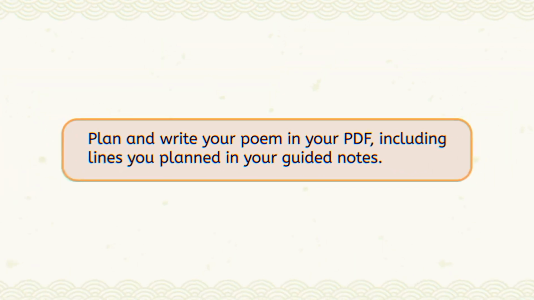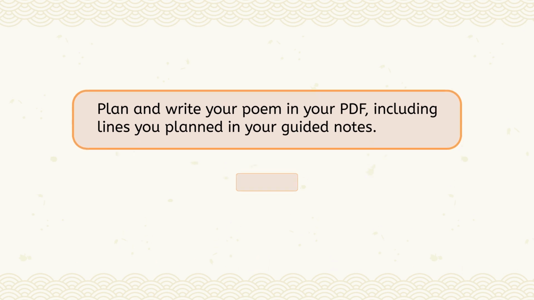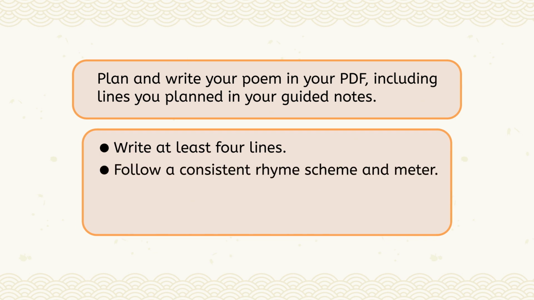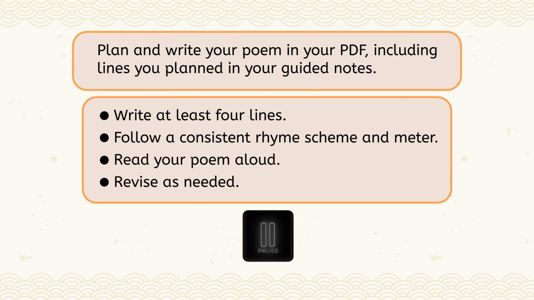All right, we've got our rhyme scheme and meter strategies down, so let's finalize our poem. Plan and write your poem in your PDF using the rhyme and meter strategies you learned. You can include any lines you already planned. Try to write at least 4 lines using a consistent rhyme scheme and meter. Once you're done, read your poem aloud and revise as needed until you're satisfied. Pause now, then resume when your poem is finished.